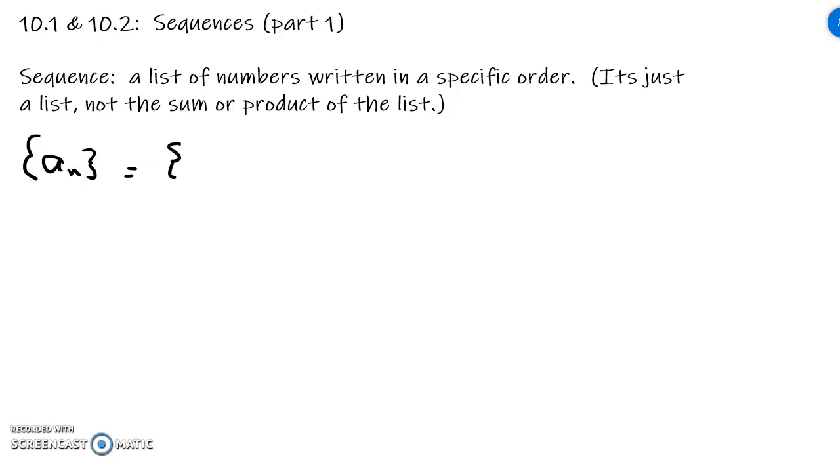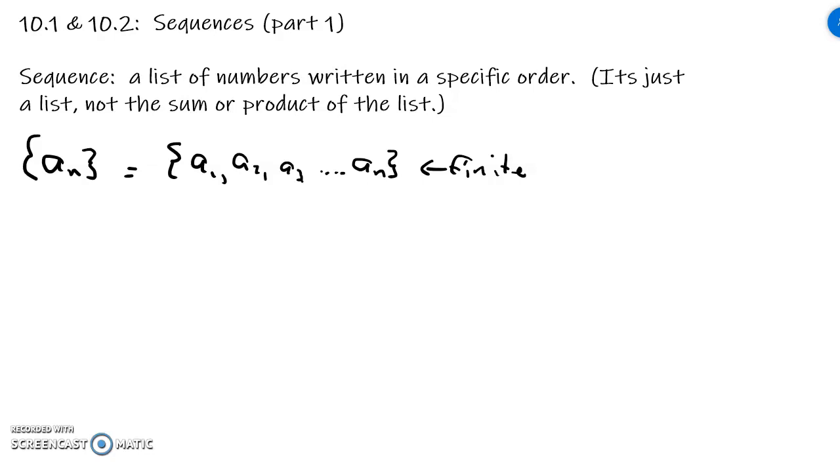I could write it as a list of a sub 1, a sub 2, a sub 3, and then keep going until I get to some nth term. Now, if I stop it there, then I might refer to this as a finite sequence. Finite meaning that it has an ending. So if I had 10 terms or 11 terms or 12 terms, that's where it would end.